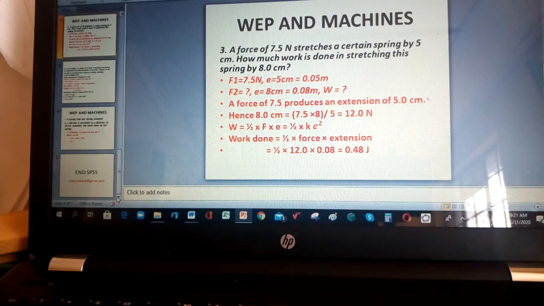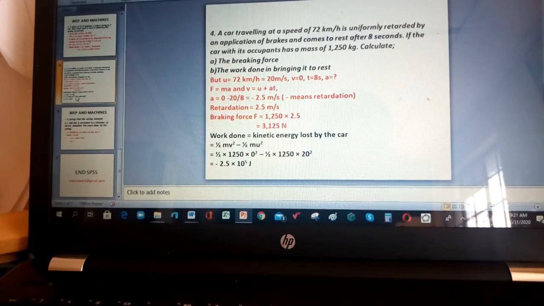Now let us move on to an example that I want to dwell on. You have the normal lifting, which I've shown you. The second application you are exposed to is about springs. Now we are getting to motion. All these are different scenarios. A car traveling at a speed of 72 kilometers per hour is uniformly retarded by an application of brakes. When you apply brakes, the vehicle does not accelerate. Its velocity reduces. A reducing velocity is also known as retardation, and that takes place in 8 seconds.